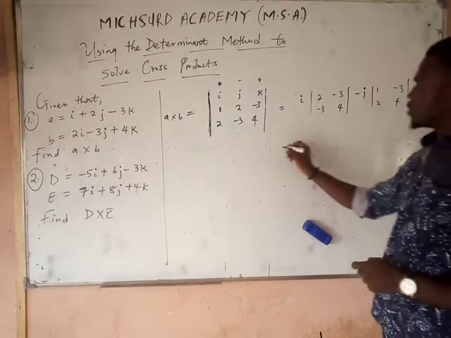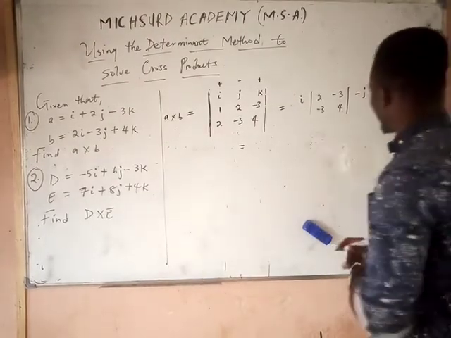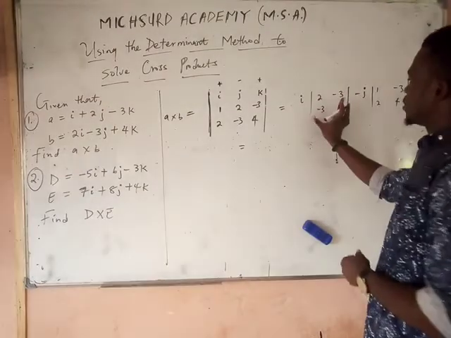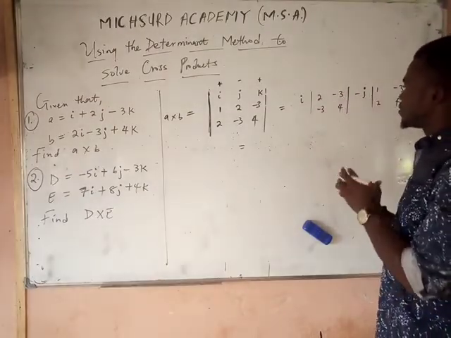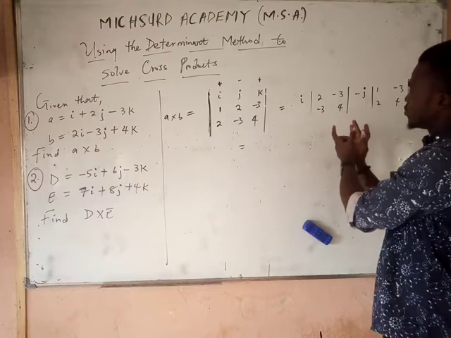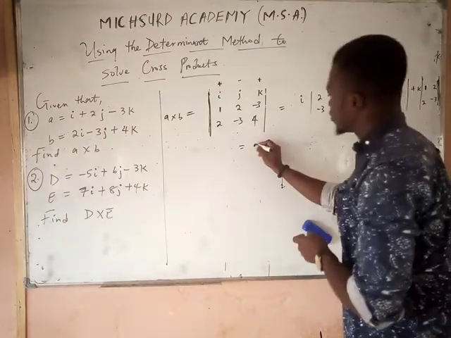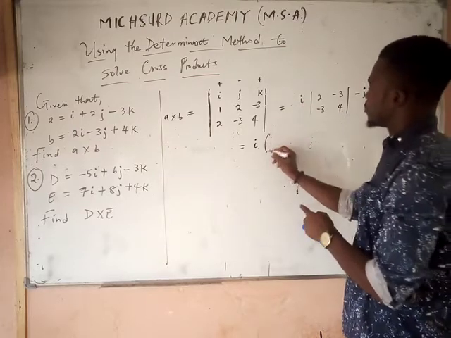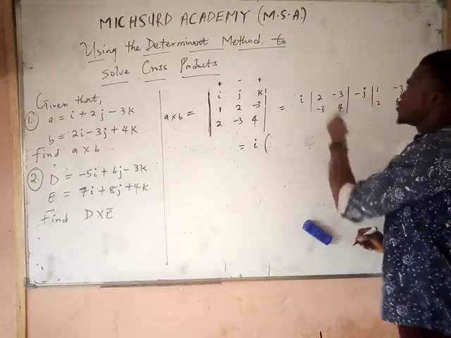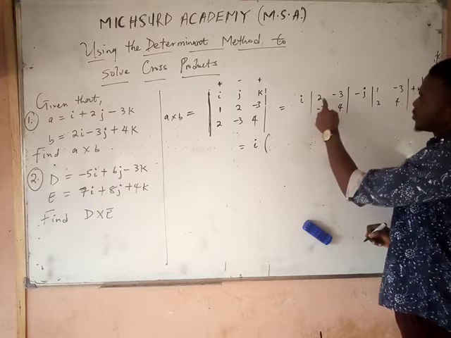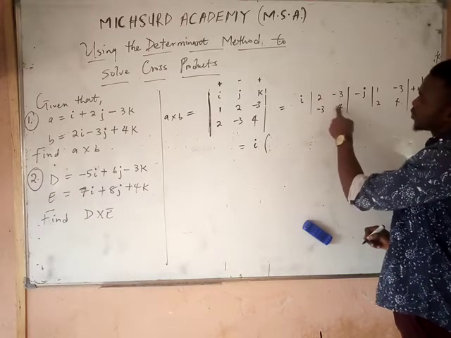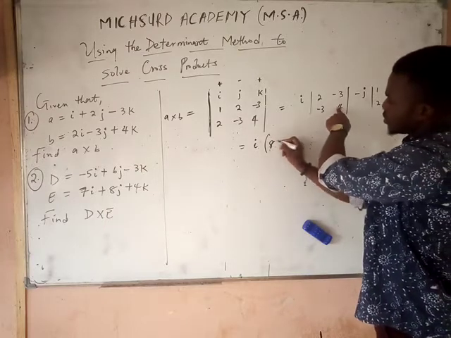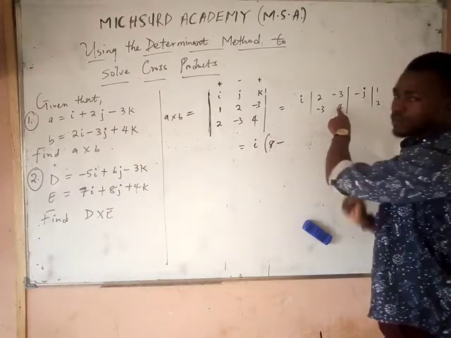Alright, so now the next thing we are going to do is to break down this 2 by 2 matrix. How do we break down the determinant of a 2 by 2 matrix? So this is what we are going to do. Write our I here, that's what we have. Then we open a bracket. We are going to look at it as if we are cross multiplying. Okay, 2 we cross multiply with 4, we are going to have 8. So the next thing we do is to subtract.